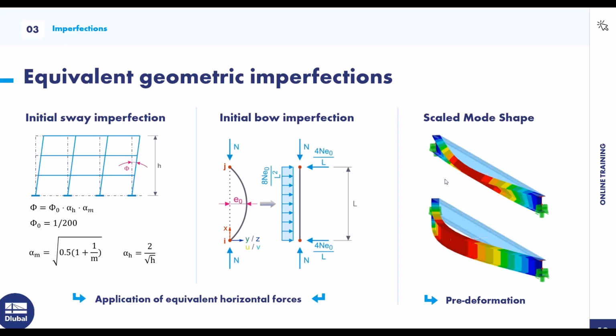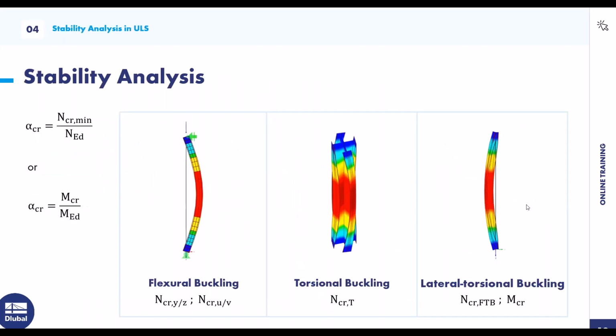Another alternative is pre-deformation, which can be calculated with the help of stability analysis. The respective governing eigenmode is scaled and applied as an imperfection. That's not so often used, but it's possible. What you often use is the initial sway imperfection or the initial bow imperfection, or both. You can see that in a later slide.